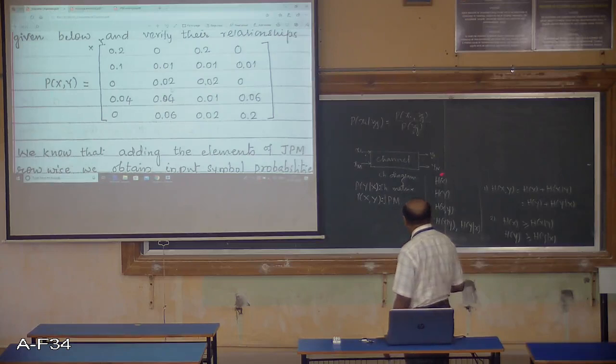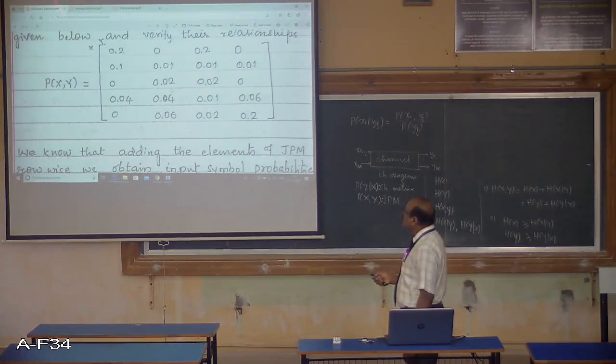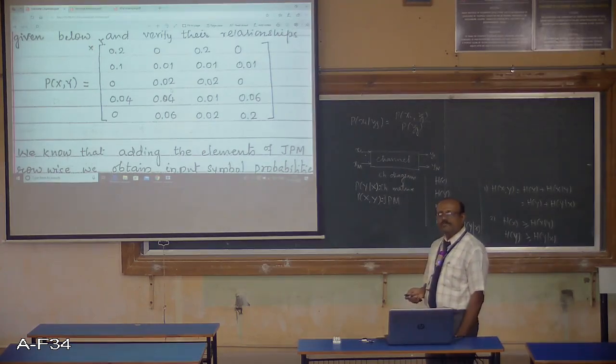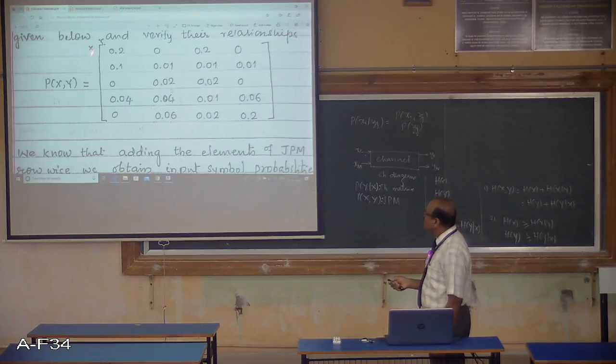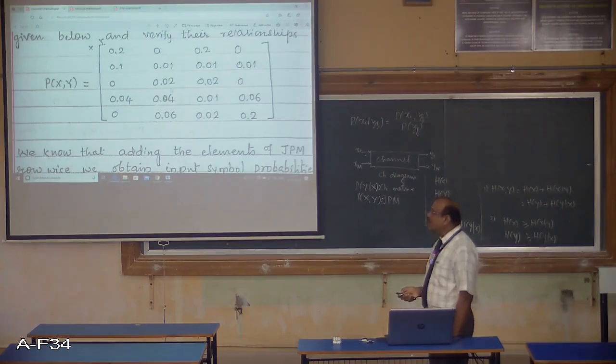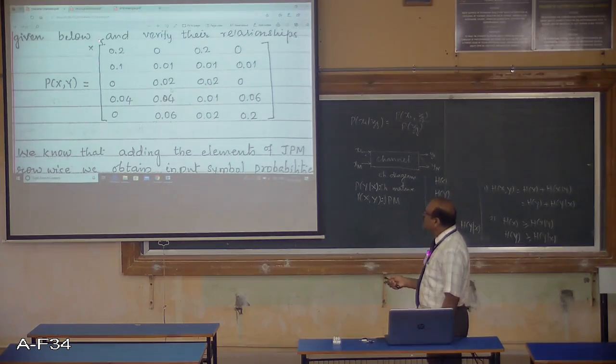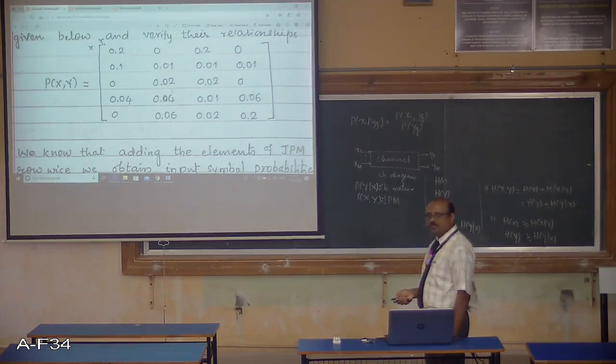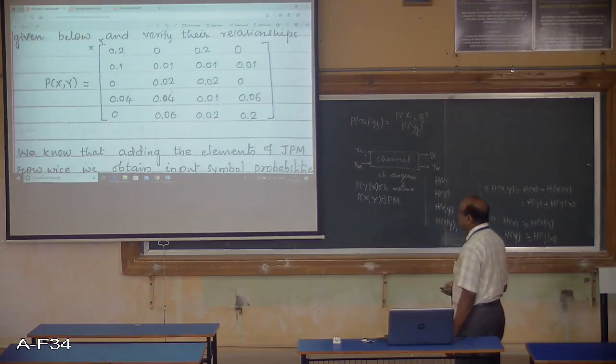In order to find out H of X, we require the probability of all the input symbols, and by making use of the property of JPM, we should find out all the probabilities of input symbols P of x1, P of x2, x3, x4 and x5. And how to find the probability of input symbols using JPM is row-wise addition. If we add all the elements row-wise, what we get is the probability of input symbols. Through that we can compute H of X.